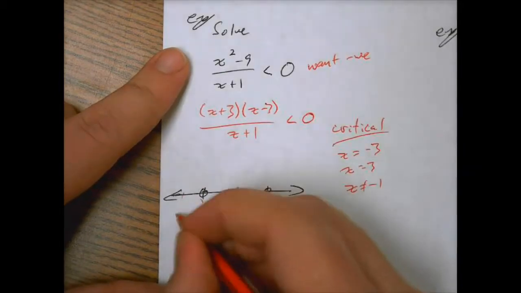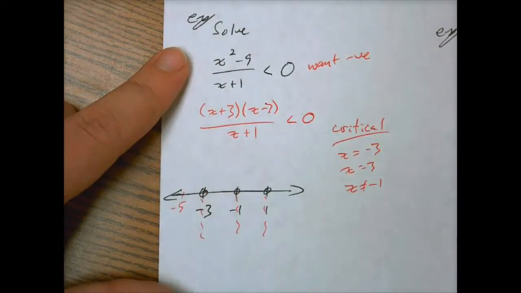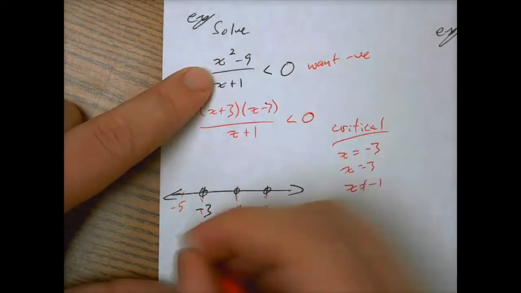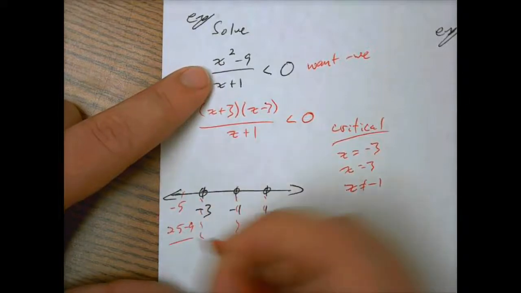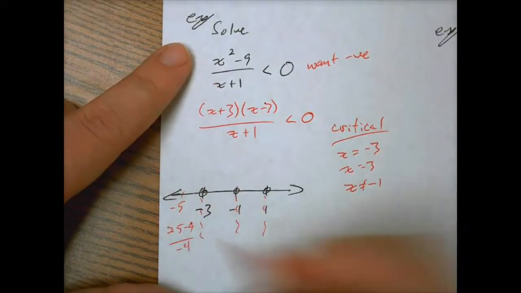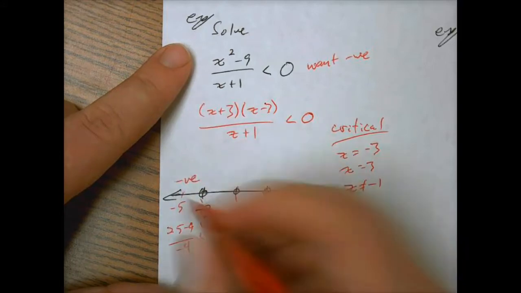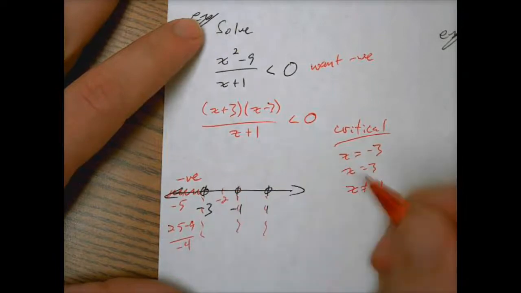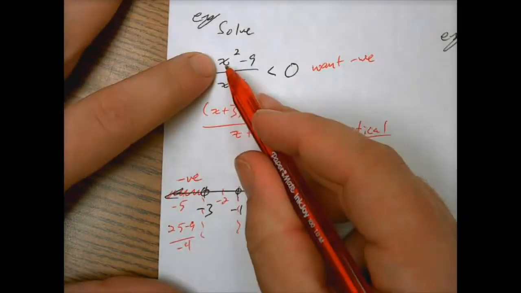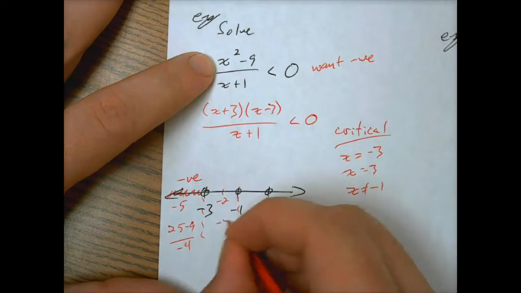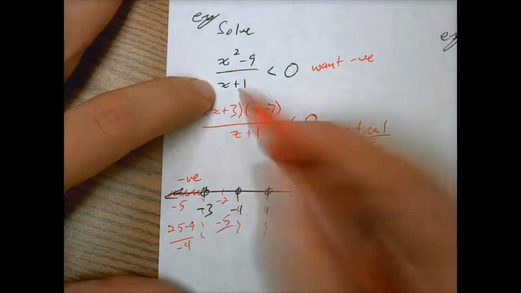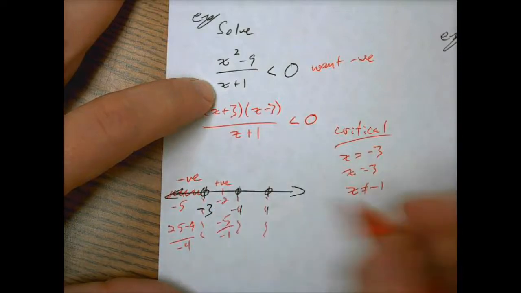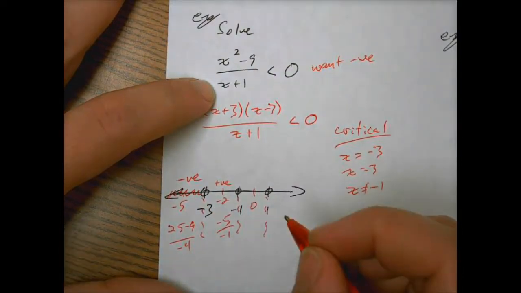So if I choose something outside of negative 3, say negative 5, because that's less than negative 3, I substitute it into my function. If I substitute in here, that's 25 minus 9 over negative 4. All I care is that this is going to come out negative, which is something good. That's what I want. Between negative 3 and negative 1, could choose like negative 2. If I substituted in, I would have 4 minus 9 is negative 5 over negative 2 plus 1 is negative 1. Negative 5 over negative 1 is a positive number. I do not want that interval. Between negative 1 and 1 could be 0.